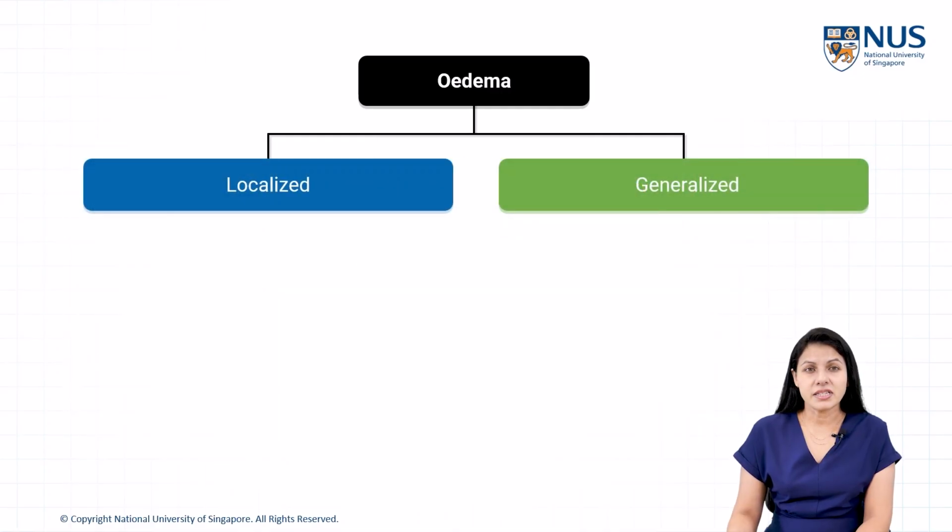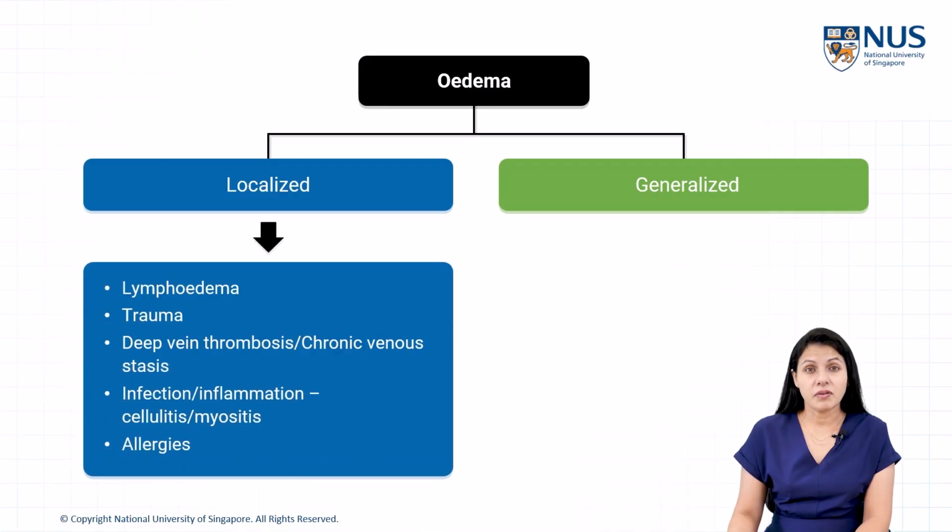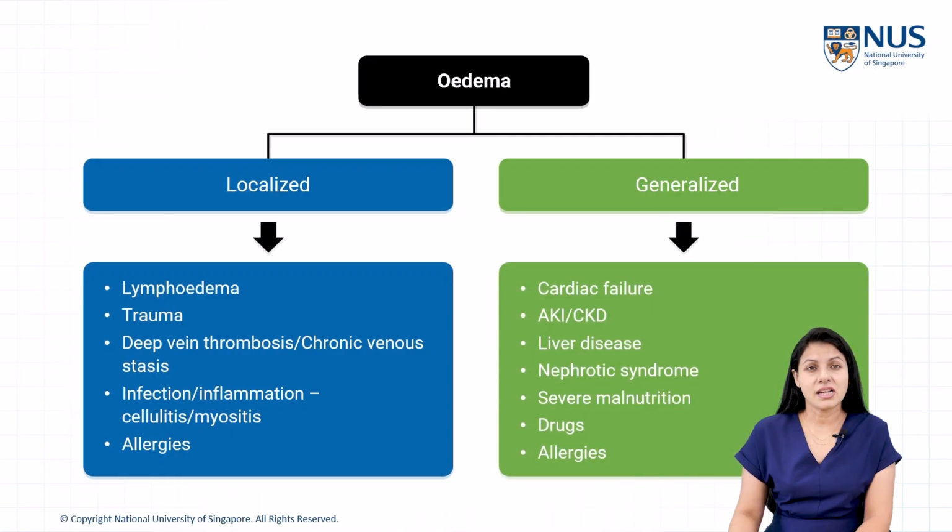Edema can also be classified by distribution. Localized edema can arise from lymphedema. For example, it can be post-surgical, post-trauma, or due to deep vein thrombosis or chronic venous stasis. Localized infections such as cellulitis or myositis, or inflammatory conditions such as allergic reactions, can produce localized edema, for example, angioedema. Generalized edema may result from causes such as cardiac failure, renal failure, liver disease, nephrotic syndrome, severe malnutrition, certain drugs, and systemic allergies.